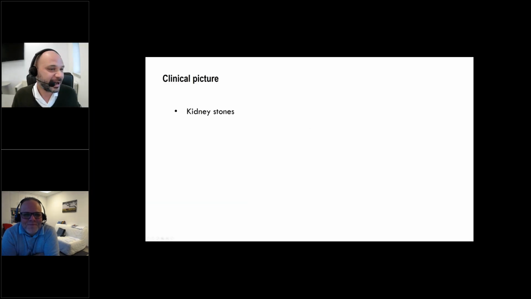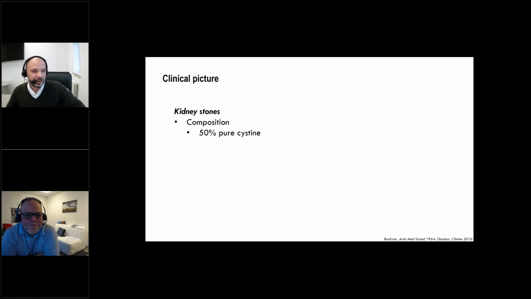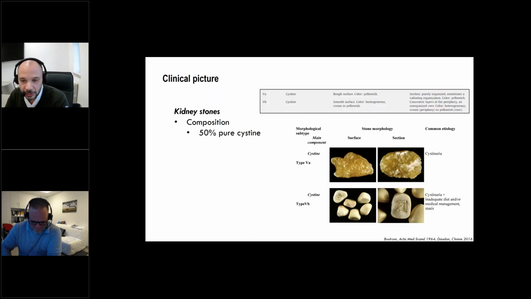I was saying that the other feature that more recent studies are pointing to is the high prevalence of chronic kidney disease in this population. In terms of composition, only about half of cystinuric patients will have pure cystine stones. This is the classification of cystine stones according to the morpho-constitutional approach by Professor Daudon in France, which describes two subtypes of cystine stones named 5A and 5B.